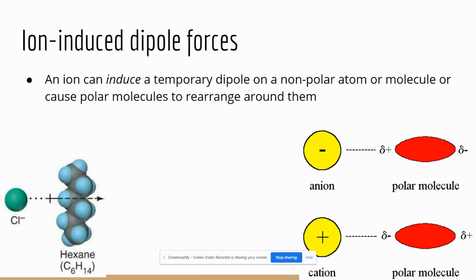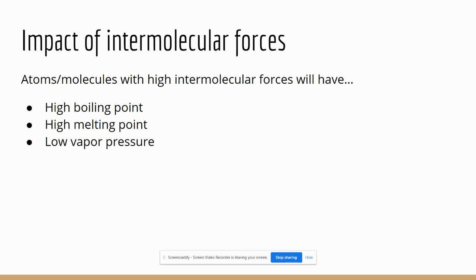Whereas if you have an anion next to a polar molecule, the polar molecule will arrange such that its partial positive end is close to the anion, or if there's a cation, the partial negative end will be near it. Pause here.